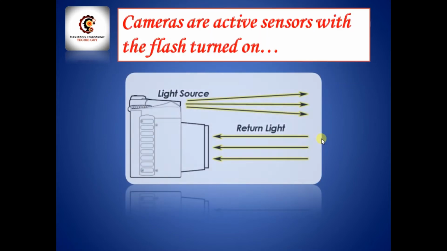This will hit the object here, and it will illuminate this object. The camera captures the reflected light back to the camera lens.